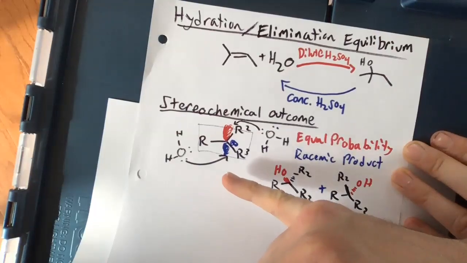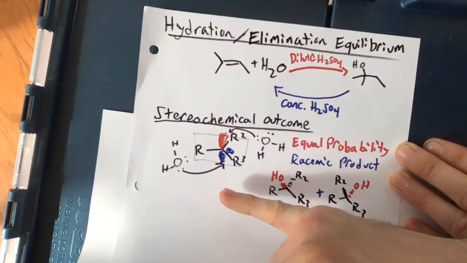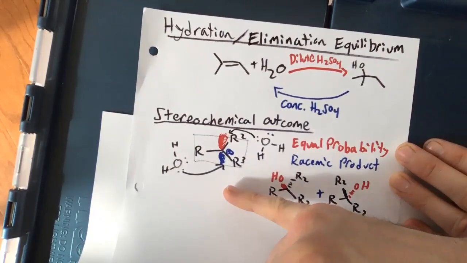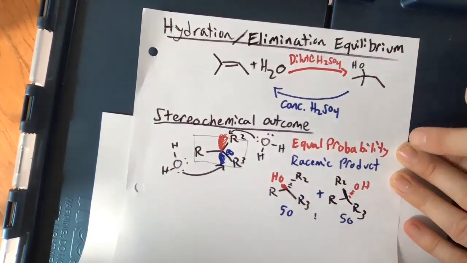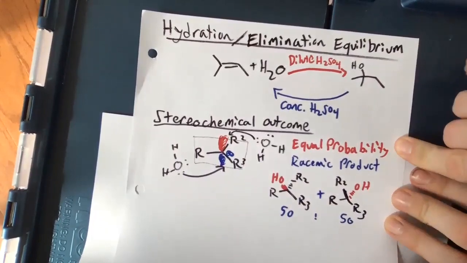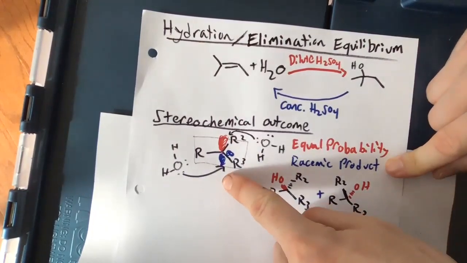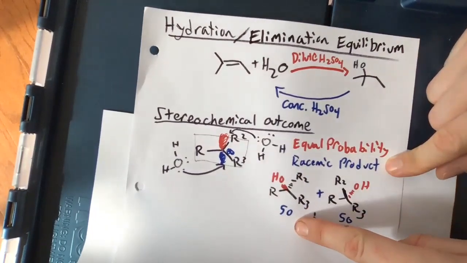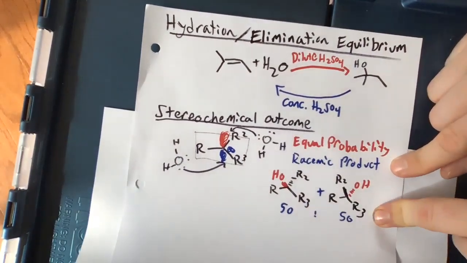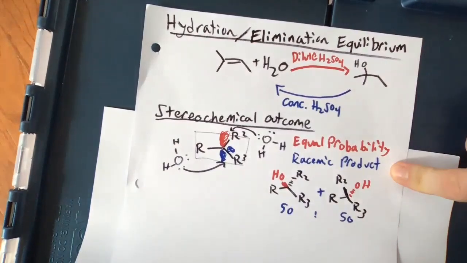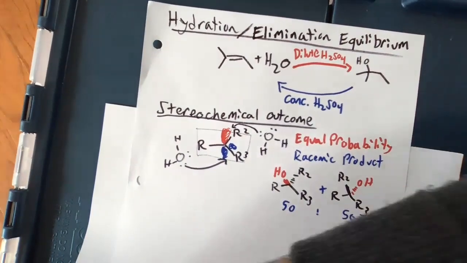And because there's no real impetus for this reaction to happen either way, you have an equal probability of both enantiomers happening, which means that your product is racemic, meaning in this example, you could get either one enantiomer or the other with the same probability. And this has been section 8.5.